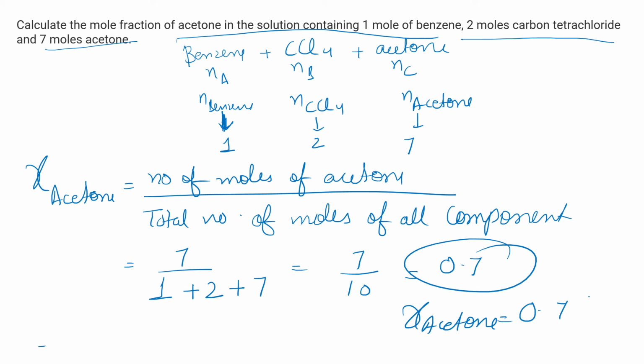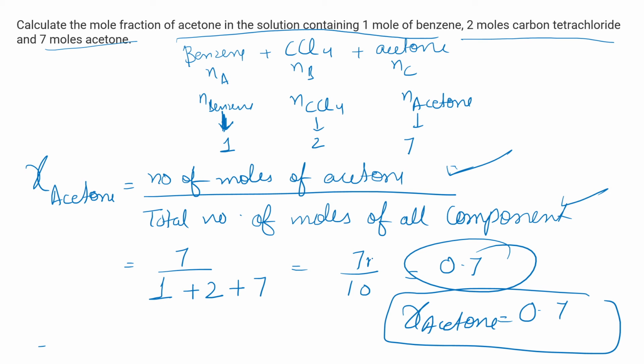Mole fraction has no units because moles and moles get cancelled out. Here in the numerator you have moles, in the denominator you have moles. So the moles and moles will cancel out and you will have a unitless value. That is, the mole fraction of acetone is 0.7.